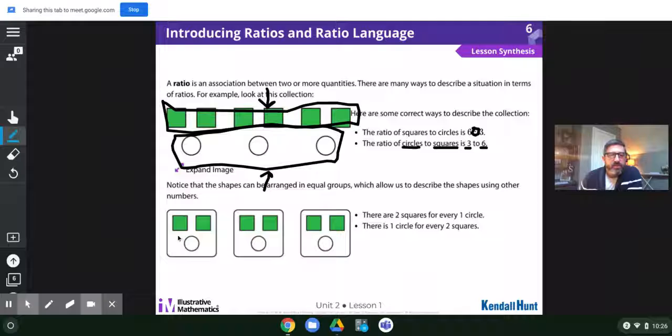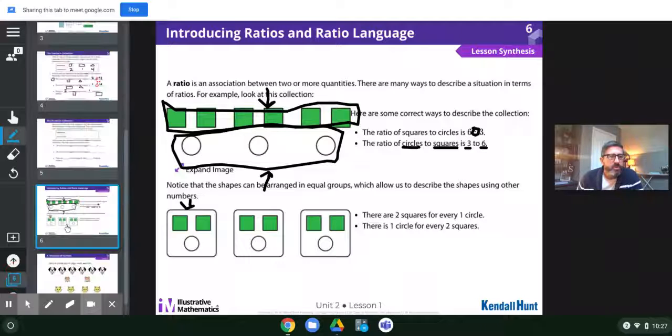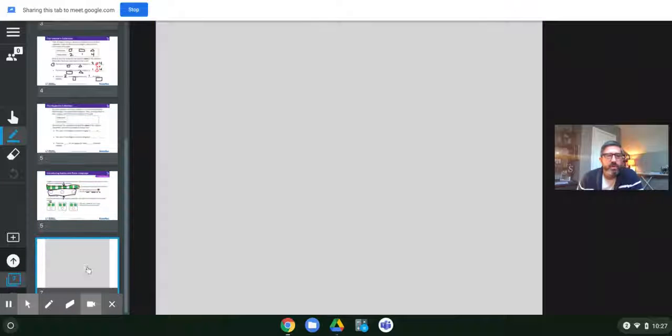So if we were to look at these individually, we could say, like in this first one, we know that we have 2 squares for every circle. But if we wanted to reverse that and go circles to squares, we know that we have 1 circle for every 2 squares. So this may be a little difficult at first, but it's just a way of talking about how many objects we have compared to how many other objects that we have. So we'll keep working on that as we move forward. But this is just a way to introduce you all to ratios today.